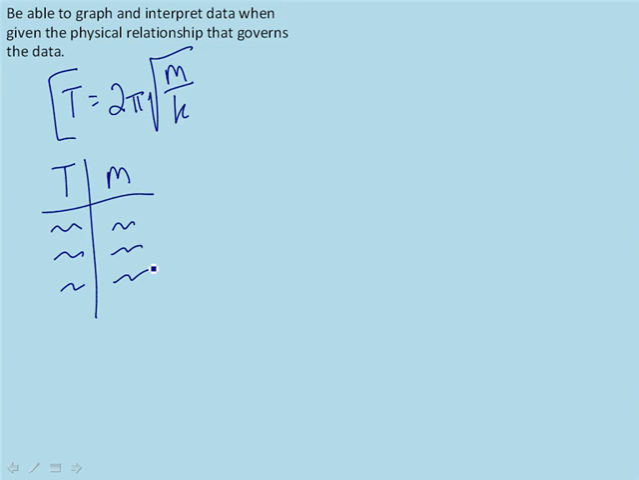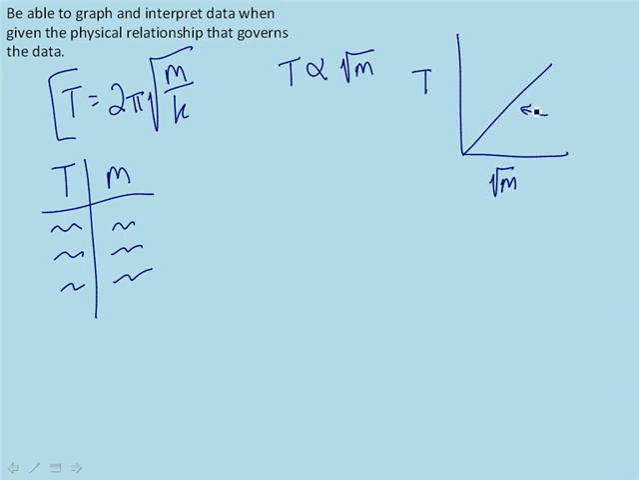You would have to figure out what to plot in order to make a straight line and figure out what the slope is. If you plot T versus m, that is not a linear function. In fact, T is not proportional to m, but directly proportional to the square root of m. So we want to plot the period versus the square root of m, and that turns out to be a straight line.